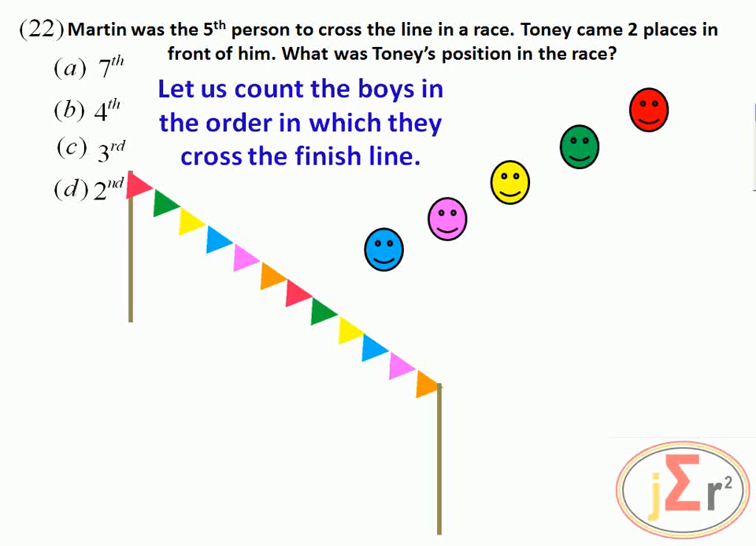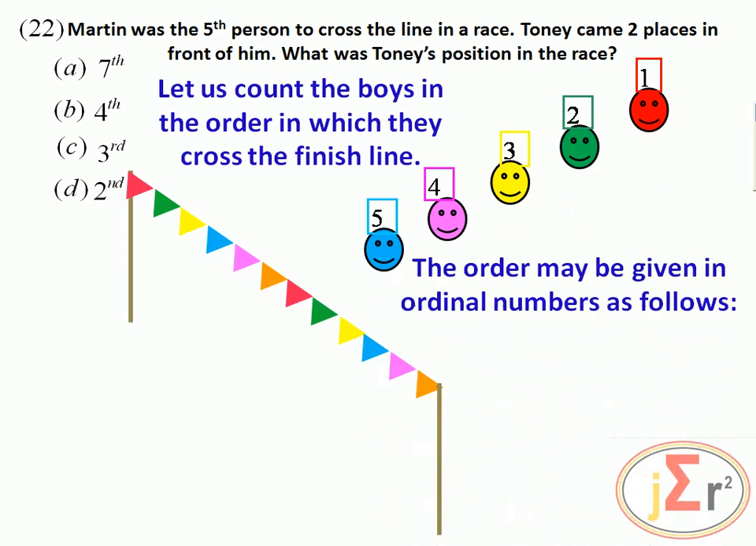Let us count the boys in the order in which they cross the finish line. Can you remember which one crossed the finish line first, Jerry? Which one crossed? Red. And then which one crossed next? And then which one after that? Yellow. And so on. So 1, 2, 3, 4, 5. Those are the numbers which suggest the order in which they cross the finish line.